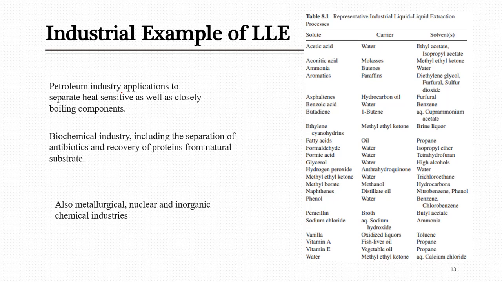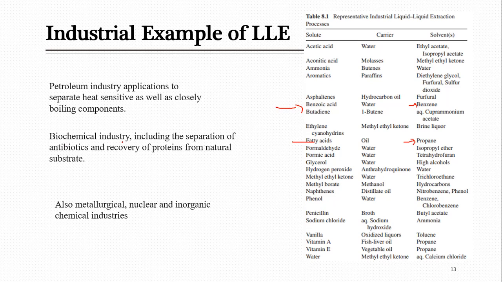In the petroleum industry, for applications to separate heat sensitive as well as closely boiling components, you go for liquid extraction. In the petroleum industry, you know that there are majorly hydrocarbons, so in order to separate those hydrocarbons, you have to bring in some hydrocarbon. Just look at this table now. Suppose you have benzoic acid present in water. Water is the carrier, so benzoic acid is the solute present here. You can see what you are bringing here, benzene, to get it separated. Likewise, there are fatty acids present in oil. If you have to separate them, you bring in a solvent, which is propane.